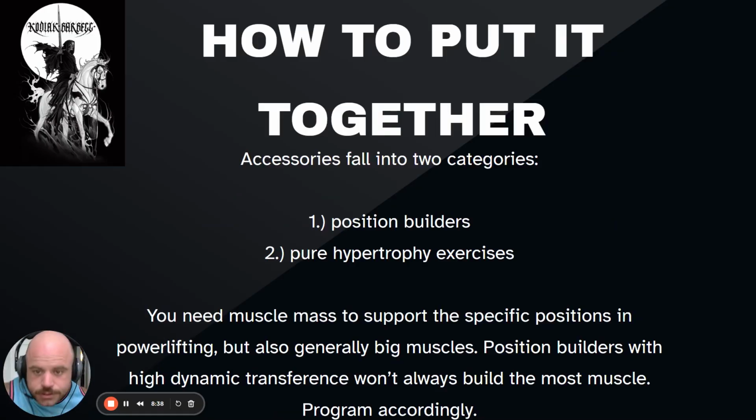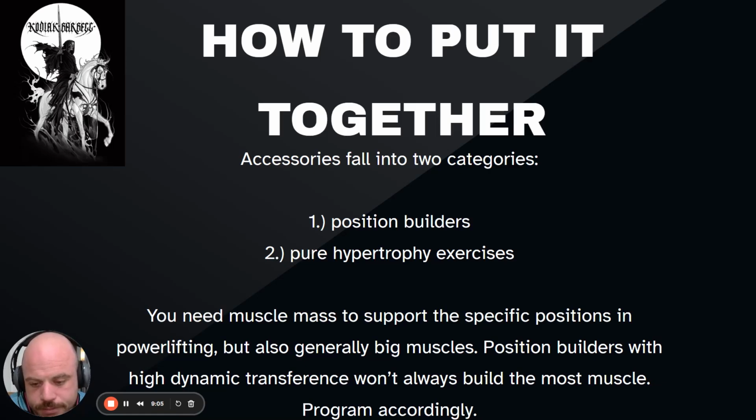So accessories fall into 2 categories. We're going to have position builders, which would be secondary exercises. And then we have more pure hypertrophy exercises. And then 3 technically would be like a blend of both, right? So something like a JM press for 12s, it's going to be a position builder, but it's also a hypertrophy exercise. It's not great as a hypertrophy exercise, and it's an okay position builder, but it allows us to train a couple of qualities at once.